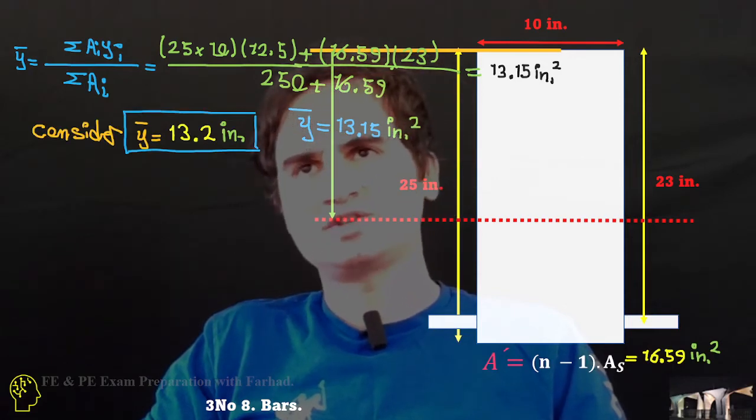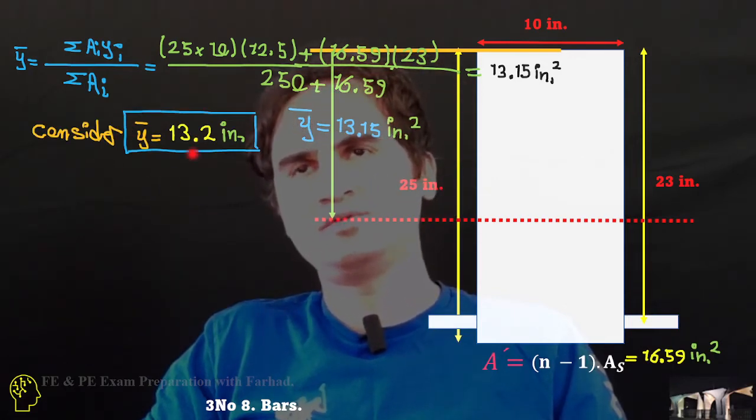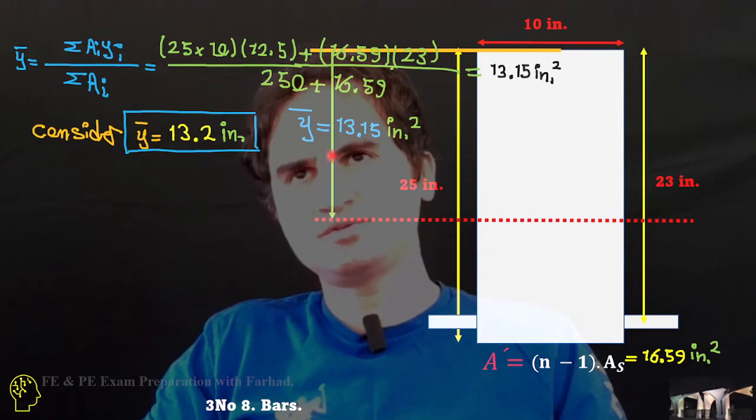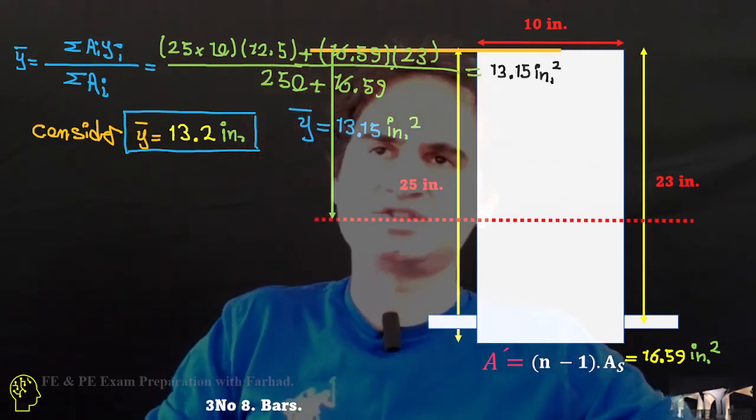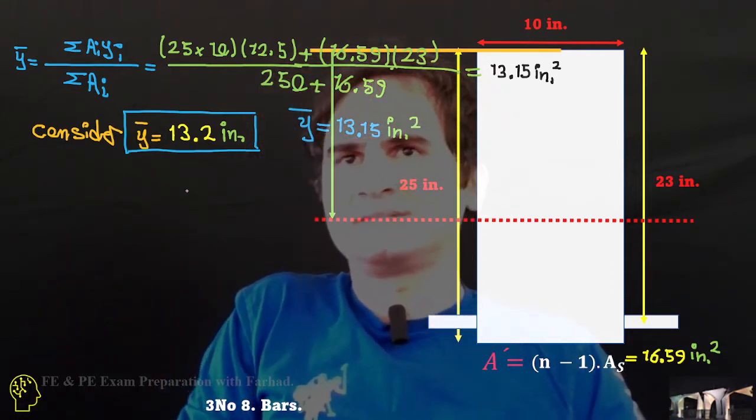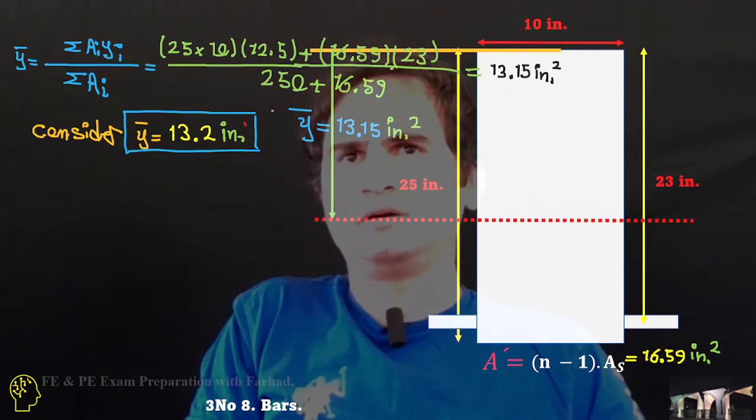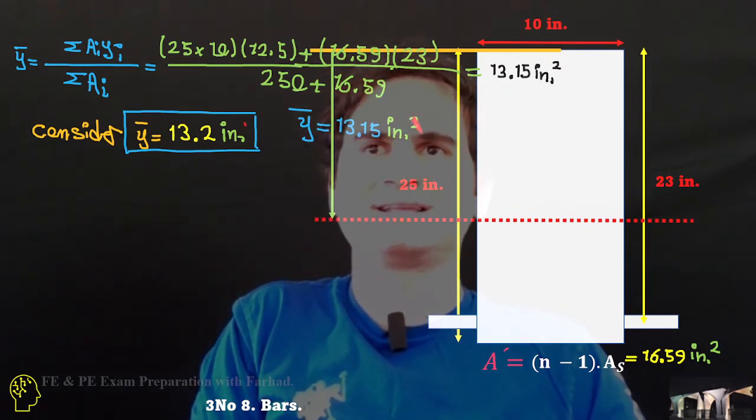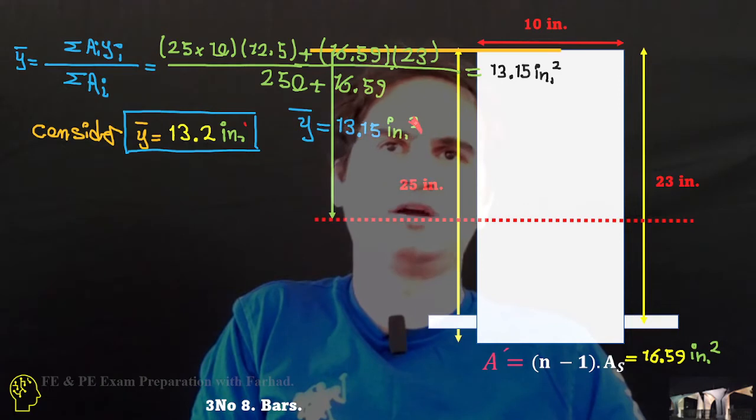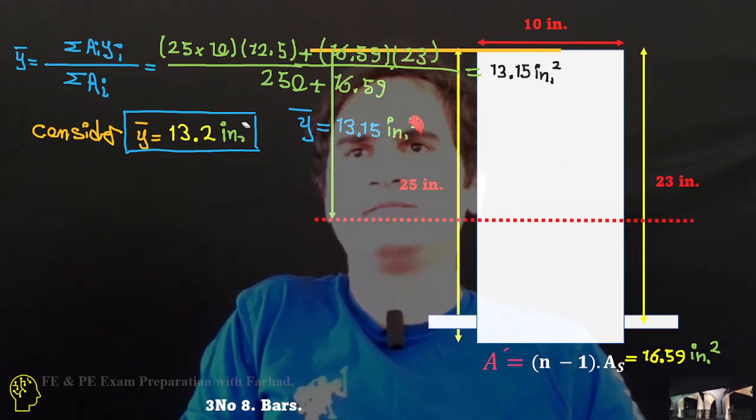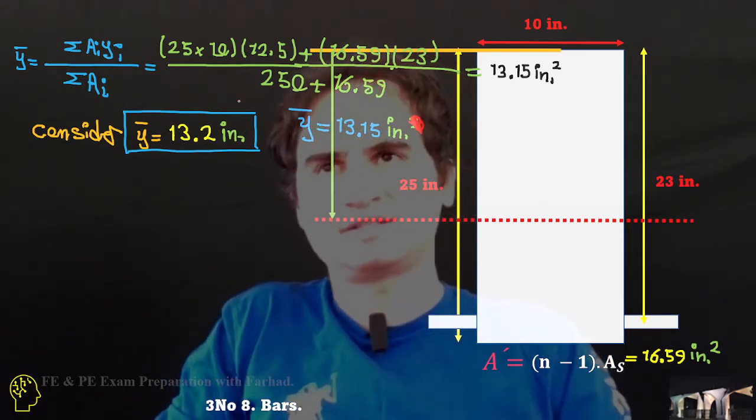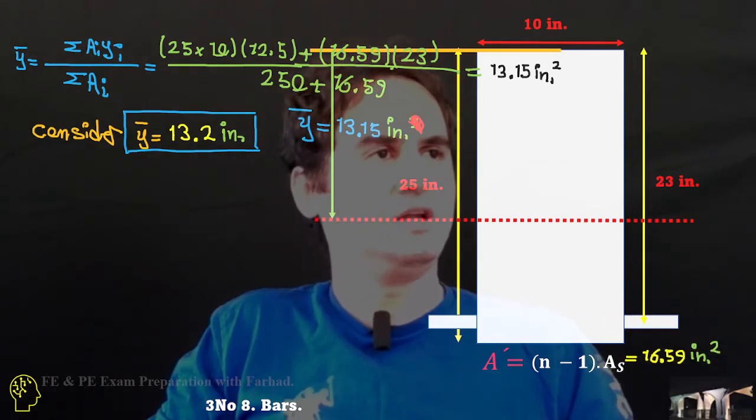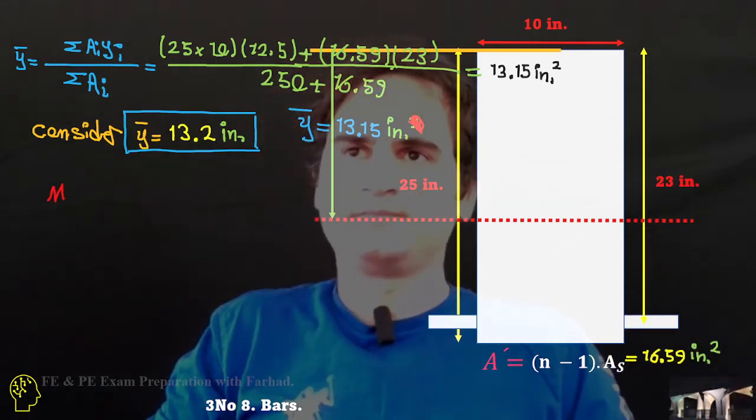If we consider y bar equal to 13.2 inches, that's inches, not square inches, my bad. Yes, that's correct, so I modified this part. That's the distance from the top of the section, so it's simply in dimension of length.